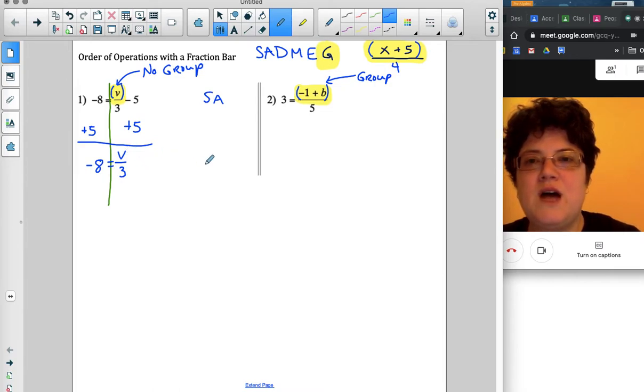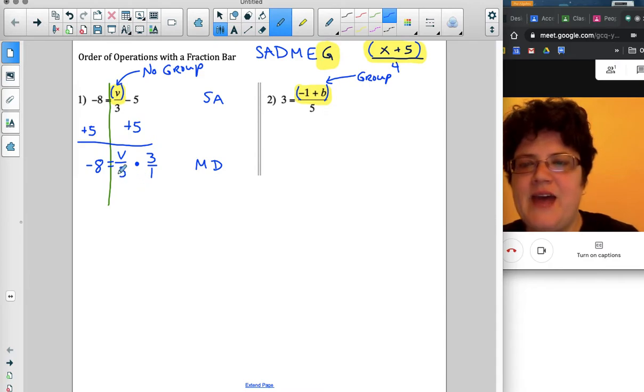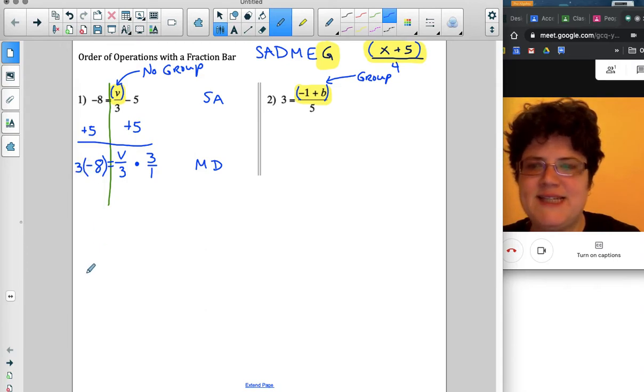So I want to undo any multiplication or division that's going on. Well, here v is being divided by 3. So the opposite of dividing something by 3 is to multiply it by 3. And this one looks a little like a fraction, so I'm going to put those fraction pants on. And then on this side, I'm going to multiply this by 3. And because there's a negative involved, I like to put parentheses for my multiplication sign.